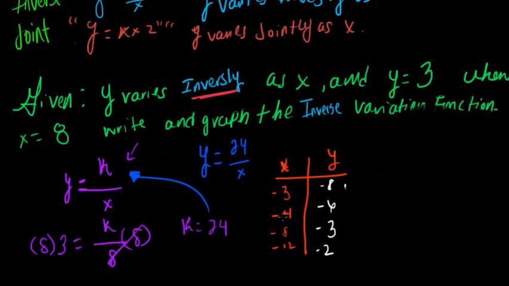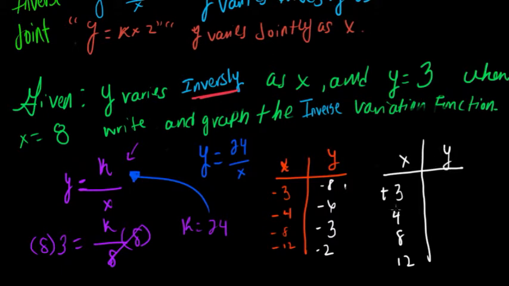Okay, now that we have our negative values, let's go ahead and find our positive values. So we're going to use the same exact values for x, except we're just going to take the absolute value of these numbers here. So 3, 4, 8, and 12. Okay, well, when x is equal to 3, this will be 24 divided by 3, which will give me 8.